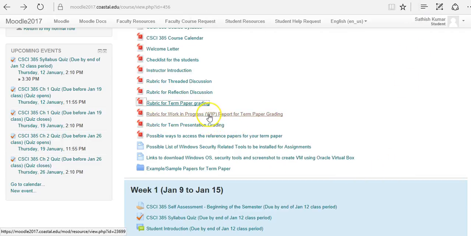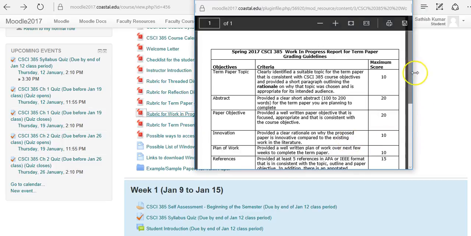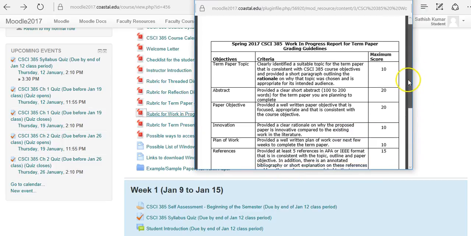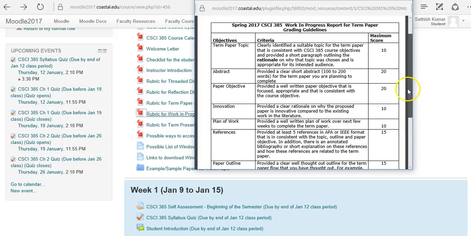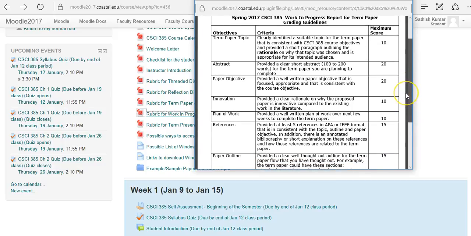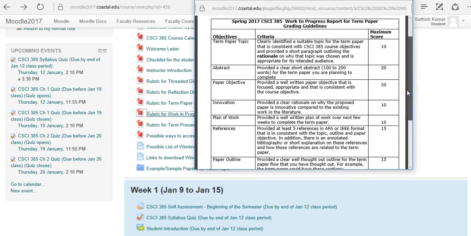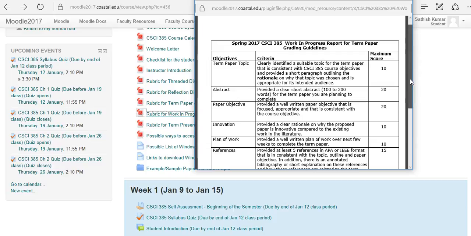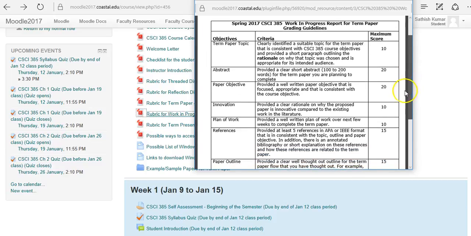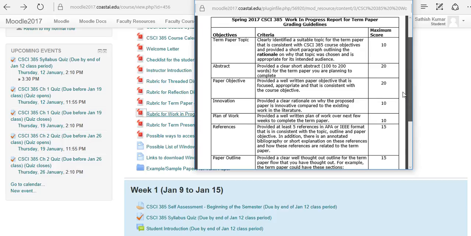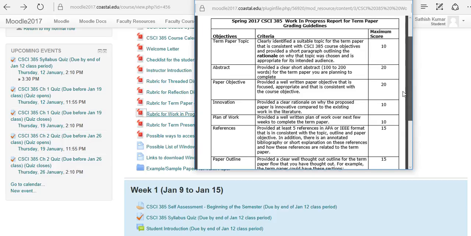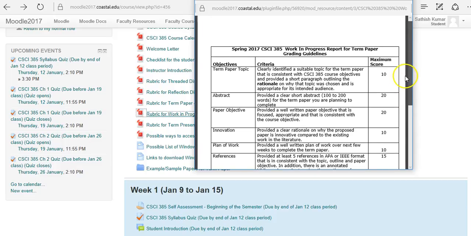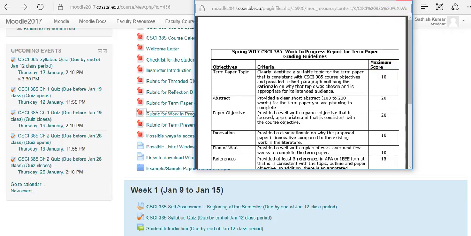I will also be providing you the work in progress rubric. You should be submitting this work in progress deliverable before the 5th week of the course, so that you get started with the term paper, identify the topic, and work towards the topic as you learn the concepts in introduction to information system security.